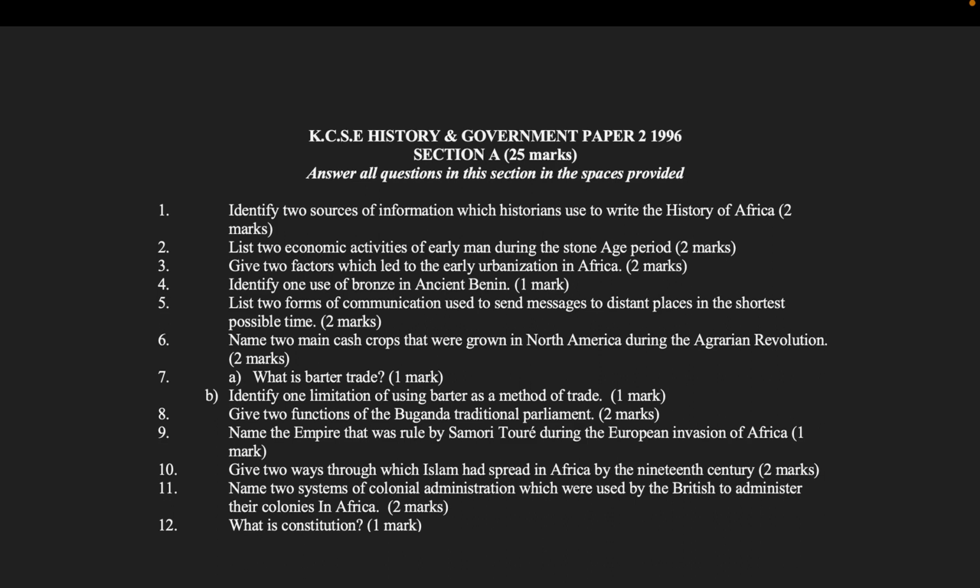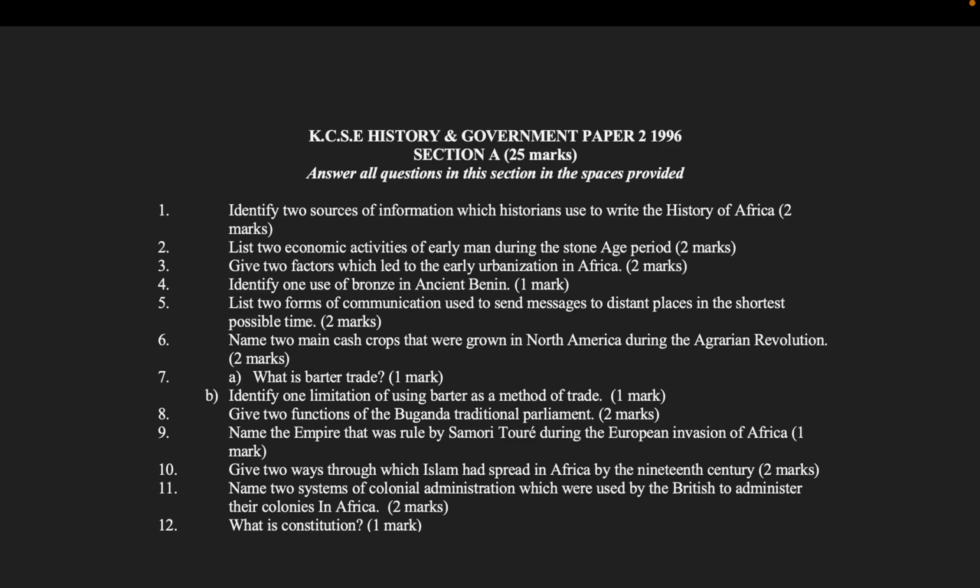List two economic activities of early man during the Stone Age period, 2 marks. Give two factors which led to the early urbanization in Africa, 2 marks. Identify one use of bronze in ancient Benin, 1 mark. List two forms of communication used to send messages to distant places in the shortest possible time, 2 marks.